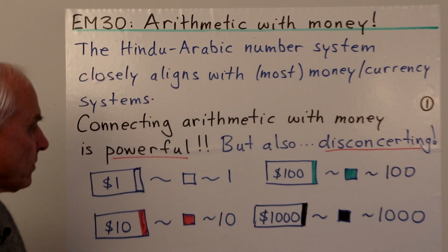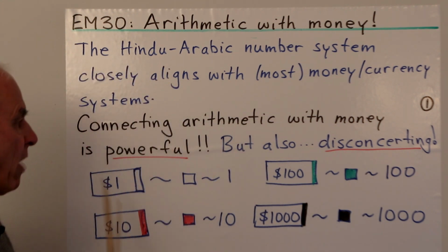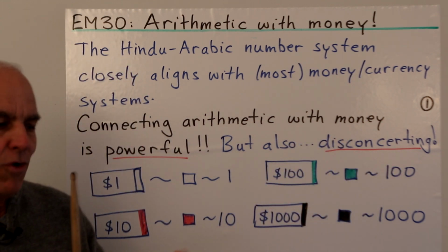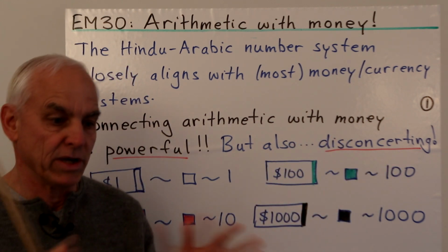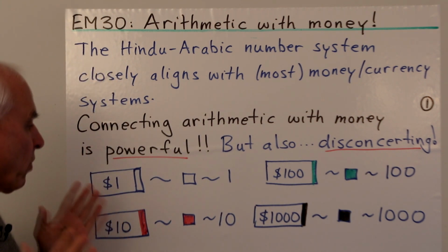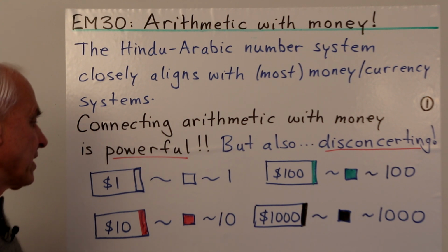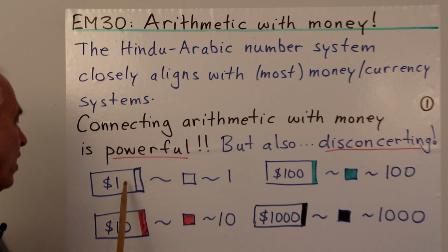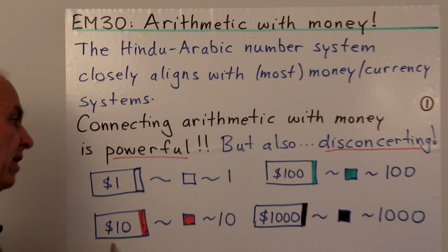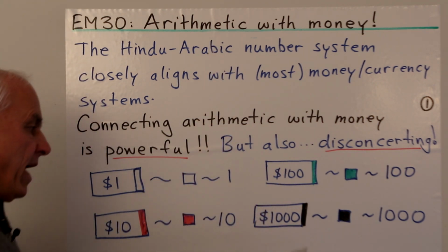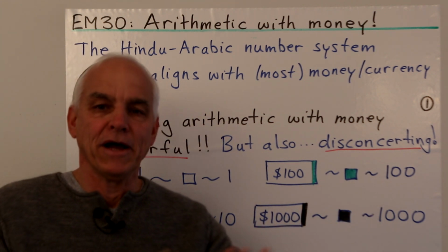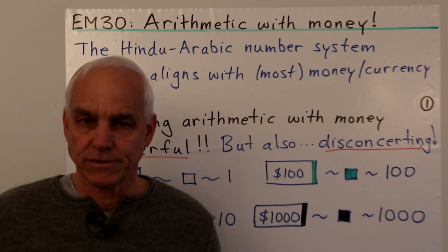Okay, so connecting arithmetic with money is powerful, but we'll also see that there's a disconcerting aspect to it, and that overcoming that disconcerting aspect really introduces some surprises. So we're going to assume that we're working in a currency system like, say, the dollar, where our main unit is, say, $1, and that we also have a $10 bill and a $100 bill and a $1,000 bill. Okay, and we'll ignore any other units that might be floating around.